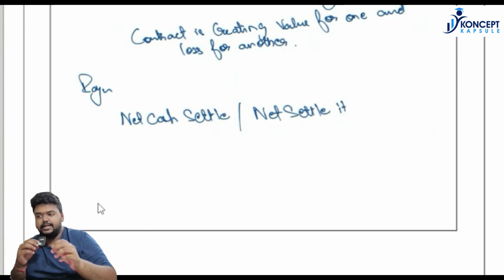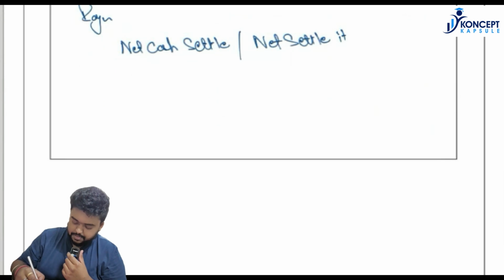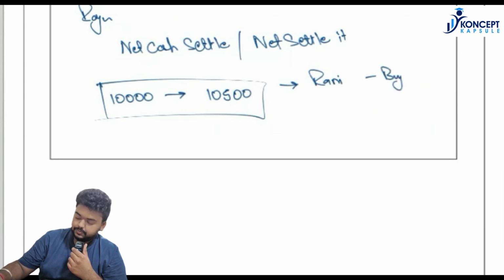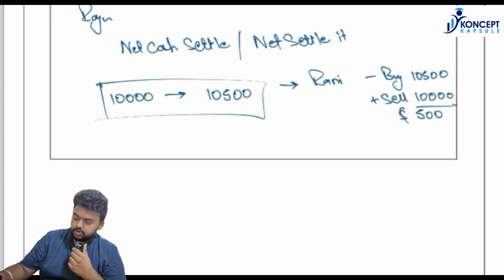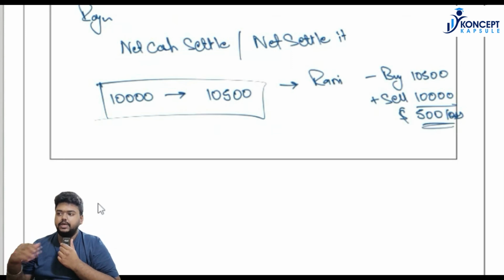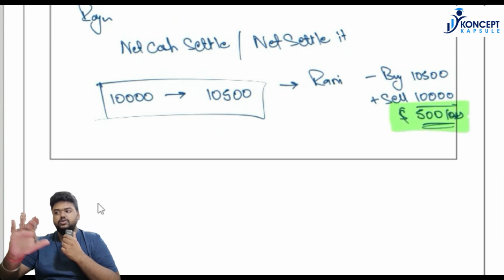What does it mean? Let us net cash settle it, or net settle it. See, if the price goes from 10,000 to 10,500, what will happen? Rani will buy it from the market at 10,500 and will have to sell to me at 10,000. Eventually, she will lose $500. Yes or no? So rather than doing all this complication of buying it from the market and selling it to me, you simply pay me this $500 and we will assume the contract to be done.